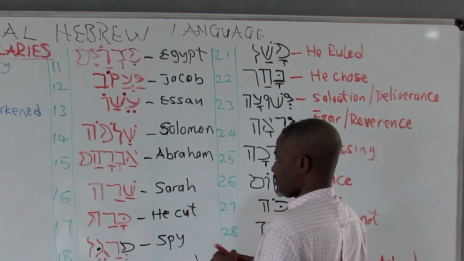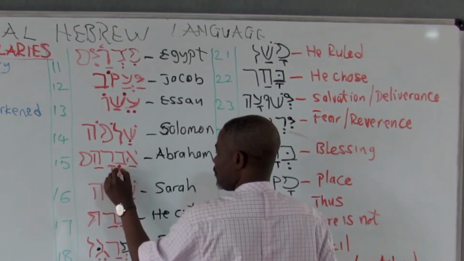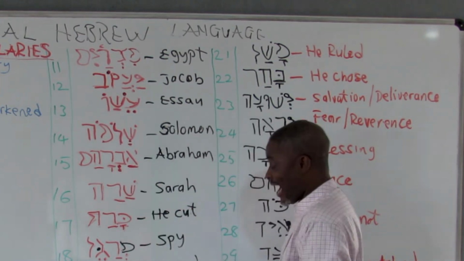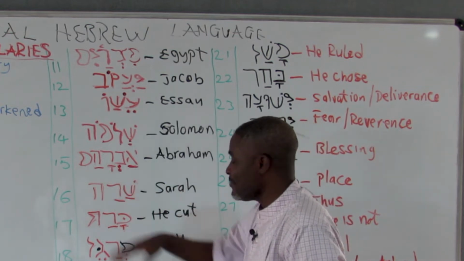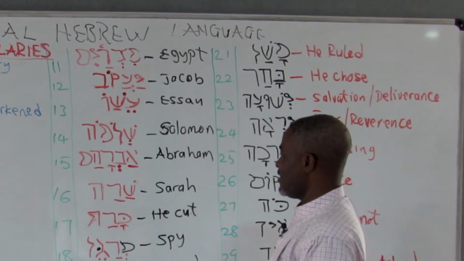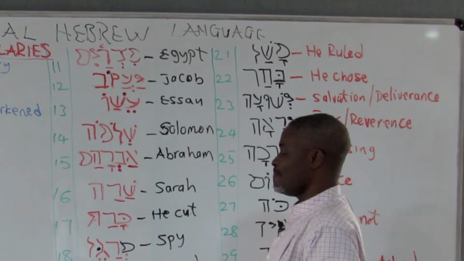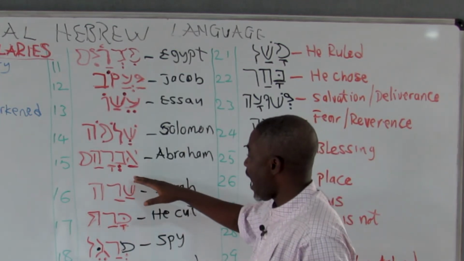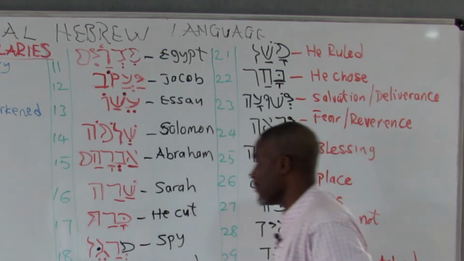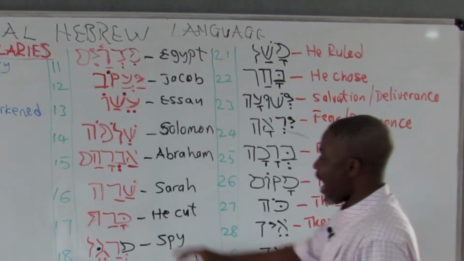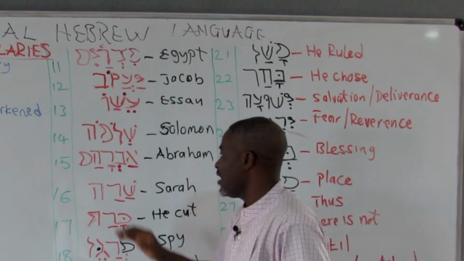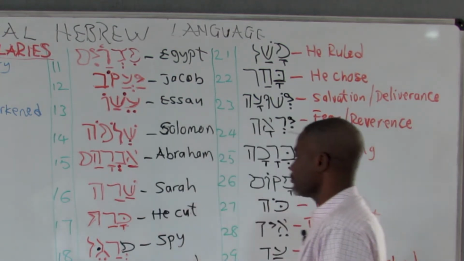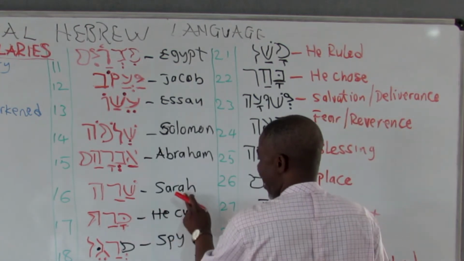Avraham. Now, the shva here is silent because it follows a short vowel, patah. So you have Av, raham. Av simply means father. Raham means nation, making it plural. Avraham, the father of nations. The next one is Sarah.